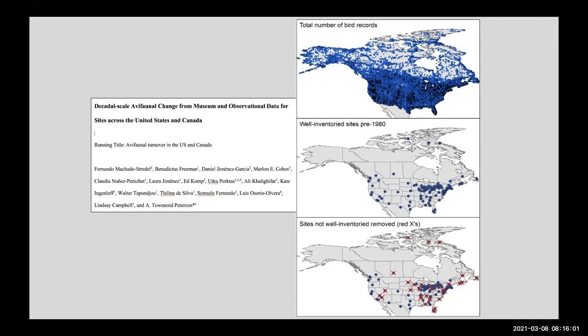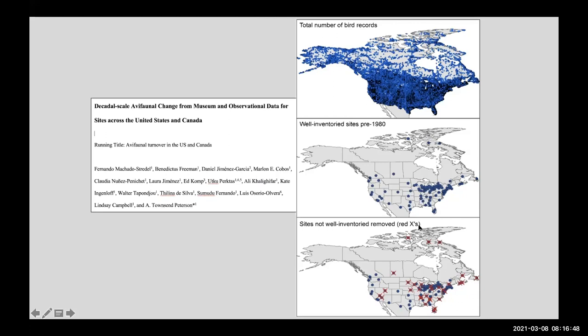And this paper was essentially an effort to take the overall set of very rich data on bird communities across the United States and Canada and assess biodiversity change, or change in bird faunas, over about 70 years. And so what we did was we took all of the bird data available, which were in the range of hundreds of millions of records. And then we filtered and looked at just the records from before 1980, which is to say before global warming really started to ramp up.